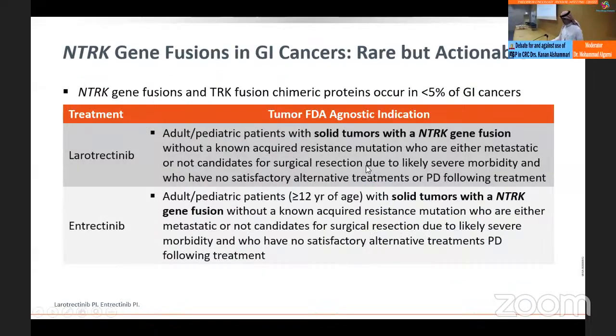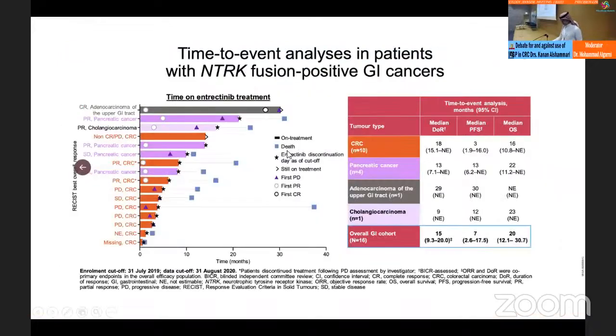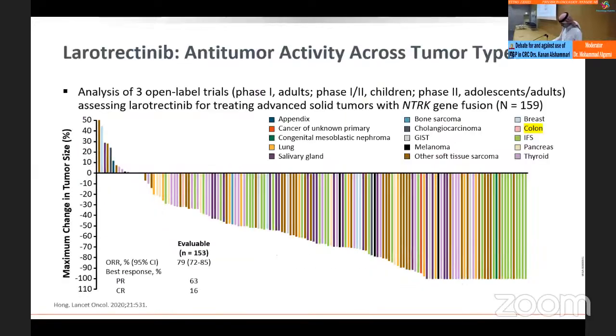Now, let's talk about the NTRK data. So we have 2 drugs, larotrectinib and entrectinib, and they are approved for solid tumors with an NTRK fusion. Now, NTRK fusions are quite rare. We know this. From the entrectinib data, 10 patients out of the study that was published in 2020 were actually colorectal cancer patients.